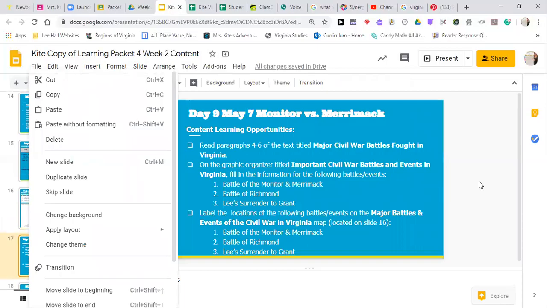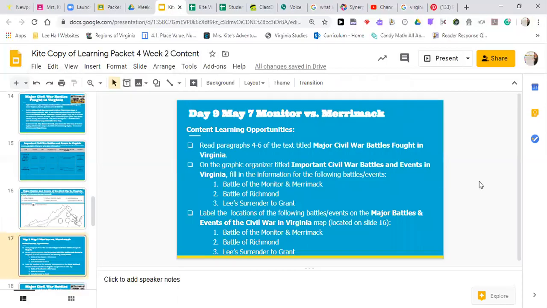So today we're going to read paragraphs 4 to 6 of the text titled Major Civil War Battles Fought in Virginia. On the graphic organizer titled Important Civil War Battles and Events in Virginia, we're going to fill in the information for the following battles and events: the Battle of Monitor and Merrimack, which I can't wait for us to read about, because if you've ever been on the Monitor and Merrimack channel, you guys will know where this was. All right, the Battle of Richmond and Lee surrendered to Grant.